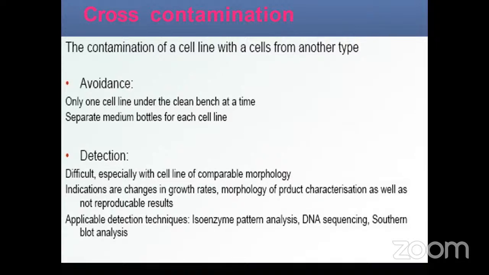Yesterday we discussed, and today also, that different tissues have different morphology, different shapes, right? So you can easily detect if one type of cell is mixed with another type of cell. You can see different morphologies, and the growth rates are different. Not all tissues grow at the same rate. One type of cell will grow at one rate, and you won't get the results properly.